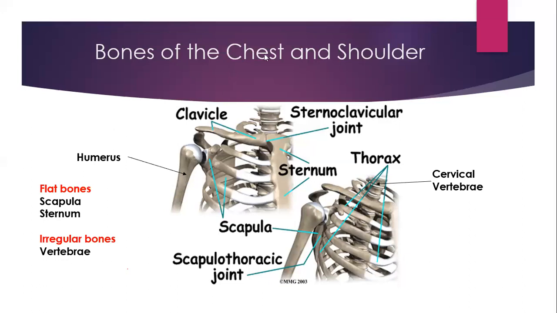So if you can see on the left-hand side, we've got some red writing here. So we've got flat bones and irregular bones. So in this diagram, your flat bones are your scapula, which is that flat bone at the back, and also your sternum. Can anybody tell me, or have a guess, of what a flat bone is and what its function is? Pop it in the chat or just unmute yourself.